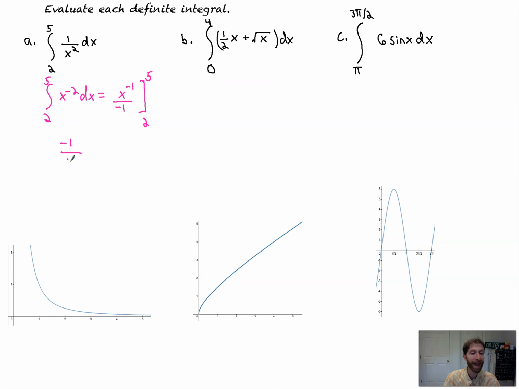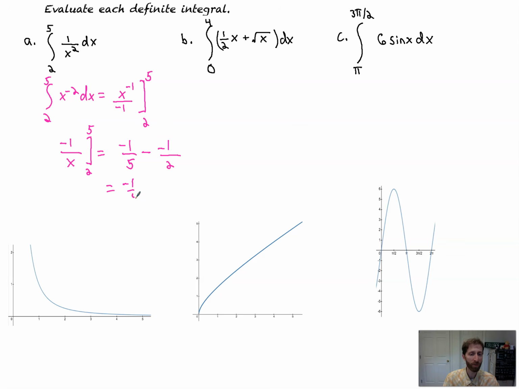So it's going to be negative 1 over x evaluated from 2 to 5. That's equal to negative 1/5 minus, and that minus is part of the fundamental theorem, minus negative 1 over 2. That minus again is part of f of b minus f of a. Just plug them in. This simplifies to negative 1/5 plus 1/2.